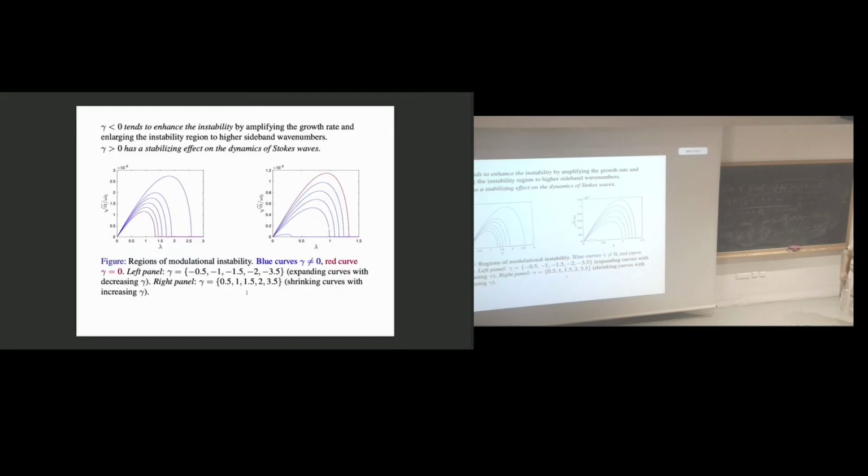There is a formula for this, but it's too complicated, so I'm just going to show you the picture. This is the first picture, so we have to read it. Here is lambda, the wave number of the perturbation, and here is something related to the rate of the growth. And we have two pictures.